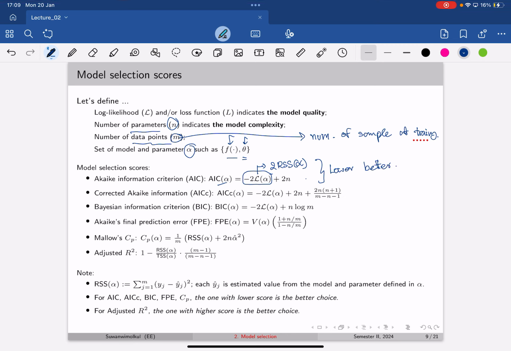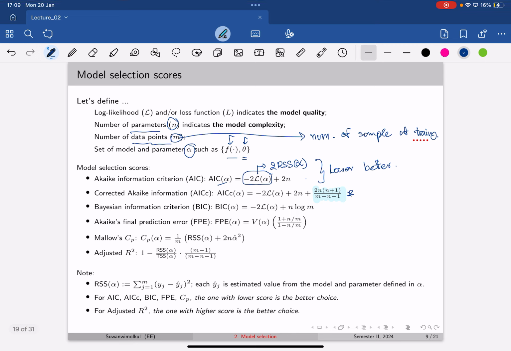The corrected AICc score has a similar tendency, that is, it has this negative of log likelihood, this 2 times number of parameters, but it also has this additional term. This additional term actually helps compensate when the number of measurements isn't that high. That means if your training samples are small, you had better have this term to help compensate when choosing the model.